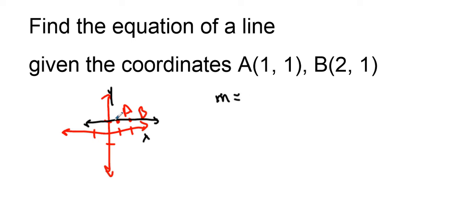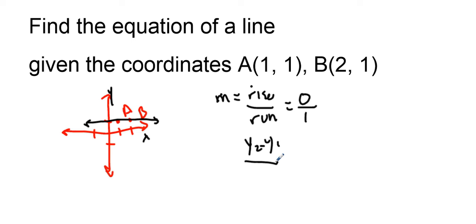You can see that this rise is 0. Rise over run: rise is 0, and it runs basically everywhere, but if you say it just runs 1, because these are the same numbers. How can you figure this out? Well, y2 minus y1 over x2 minus x1. Let's just write this out. We'll use this as y2, and this as y1, so 1 minus 1.